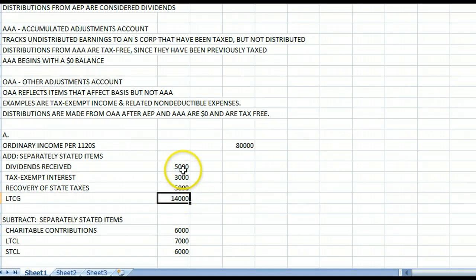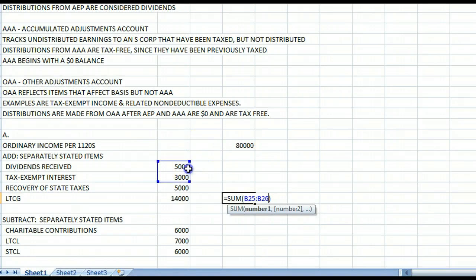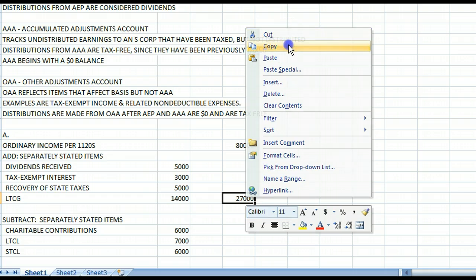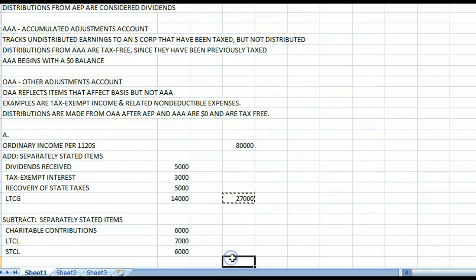Okay. So let's just go ahead here. I think I'm going to sum these here. Let's do our auto sum. We're going to pick it from here. All right, and those are going to be addition items. Then what I'm going to do, let's copy this and put it in here. Okay, and that's going to give me 19,000.